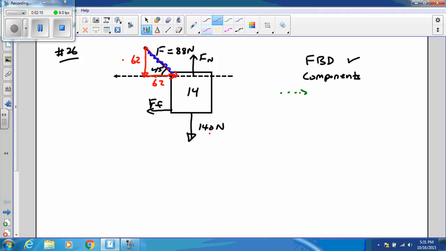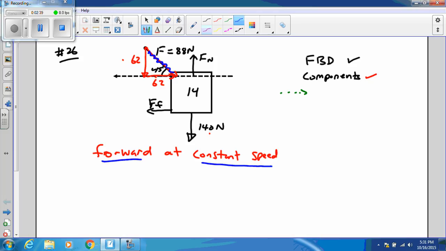Having done all of that, we're now ready to make a decision. Newton 1 or Newton 2? And what we're told in the problem is that the lawnmower moves forward at a constant speed. In other words, neither the direction nor the magnitude of the velocity is changing, which means that the acceleration of our lawnmower is 0. And that means that we're going to use Newton 1.